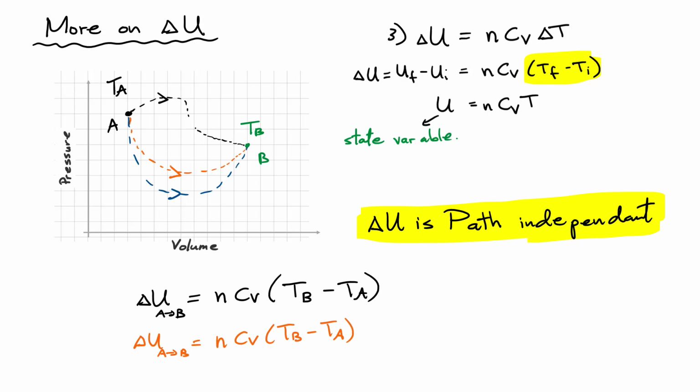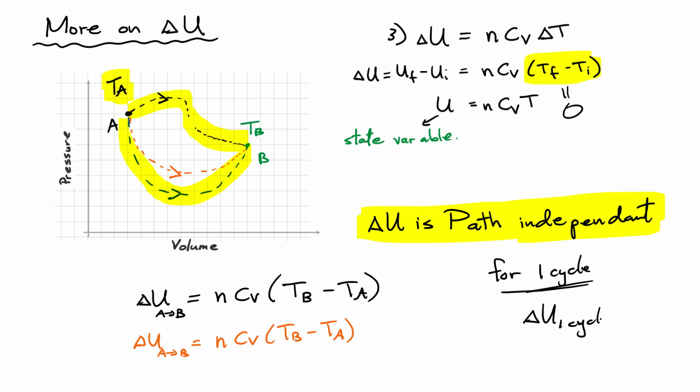The other thing that's really important is if you do one full cycle, imagine I go to here and then I come back along the blue line. Imagine I trace this cycle out. I go to TB and then I bring the gas back along this process over here. Since I started at TA and I finish at TA, my change in temperature here is going to be equal to 0. So for any closed cycle, as long as you go back to the original position, the change in internal energy has to be equal to 0 because you start and you finish at the same place. All right, so that's it for delta U.